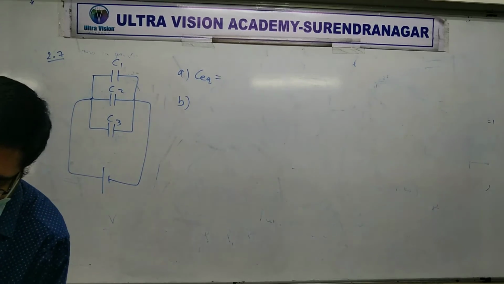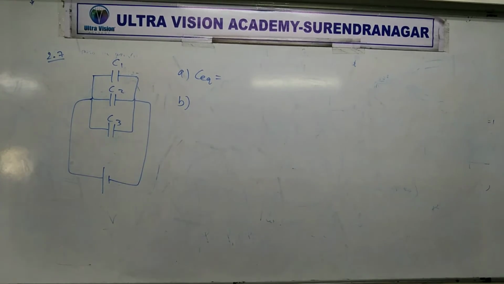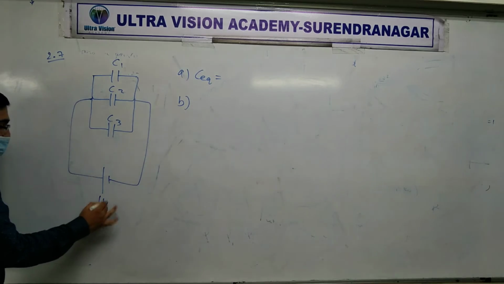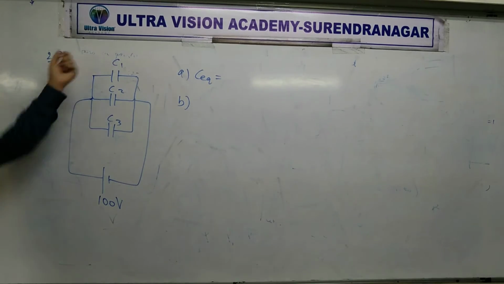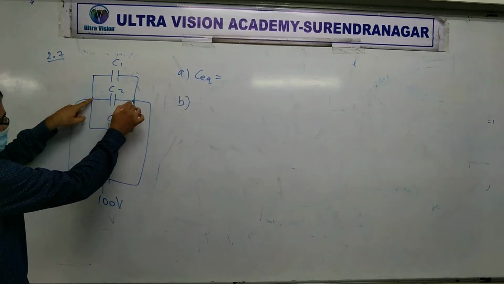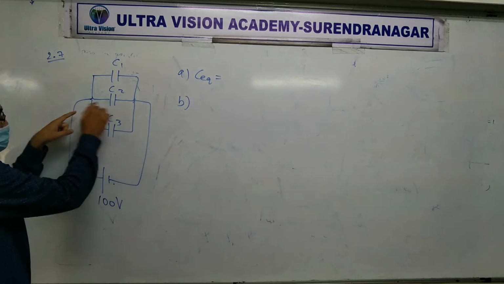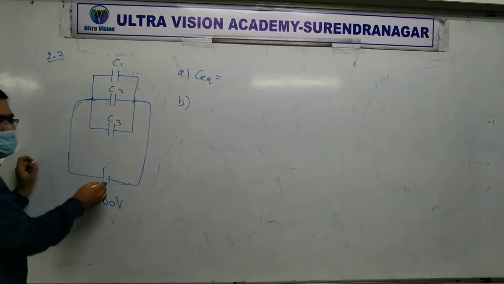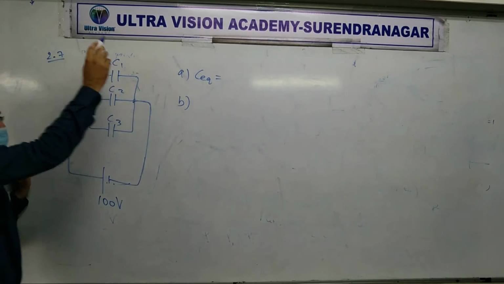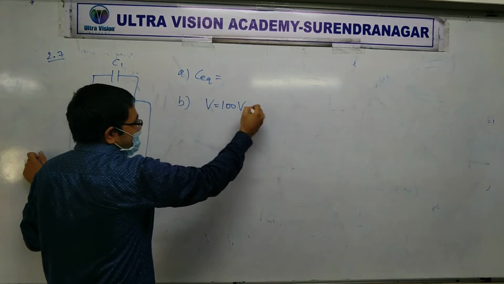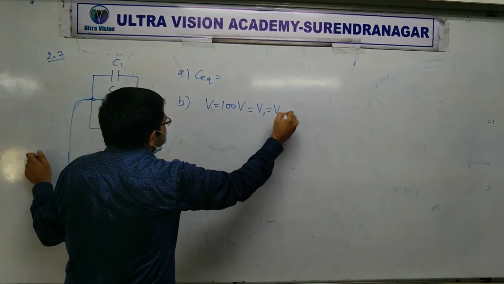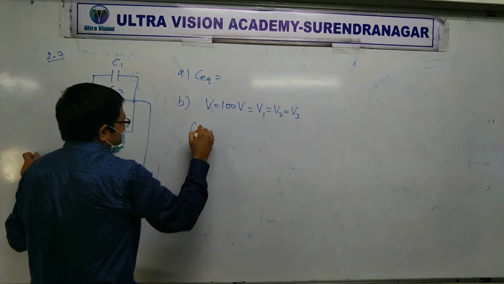Find the charge on each capacitor if the combination is connected to a 100 volt supply. So in parallel, what's same? Voltage. So for this capacitor, the voltage will be 100 because you see these points are just connected to the battery. Clear? For all the capacitors, V will be equal to 100 volt. Is that understood? Yes.